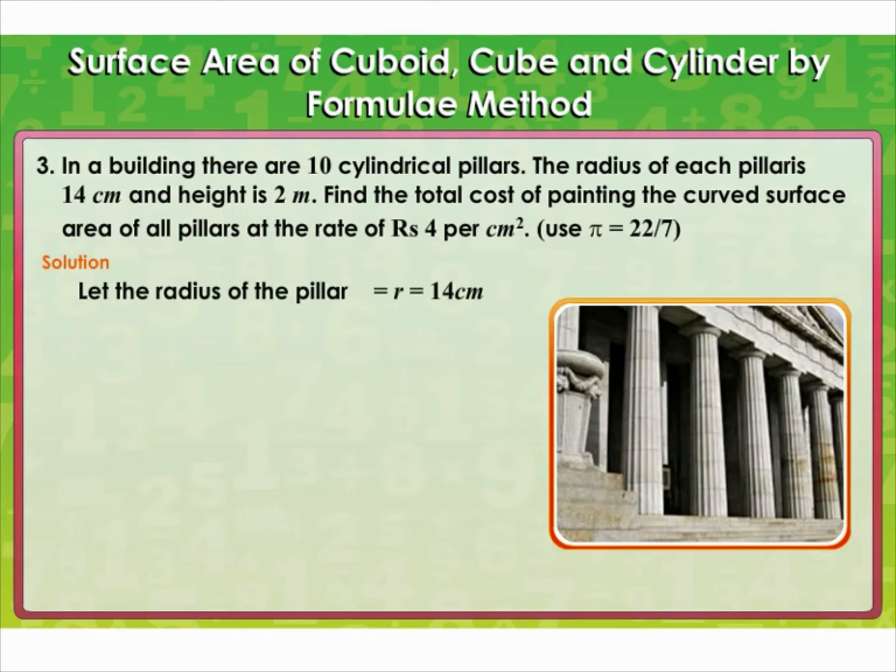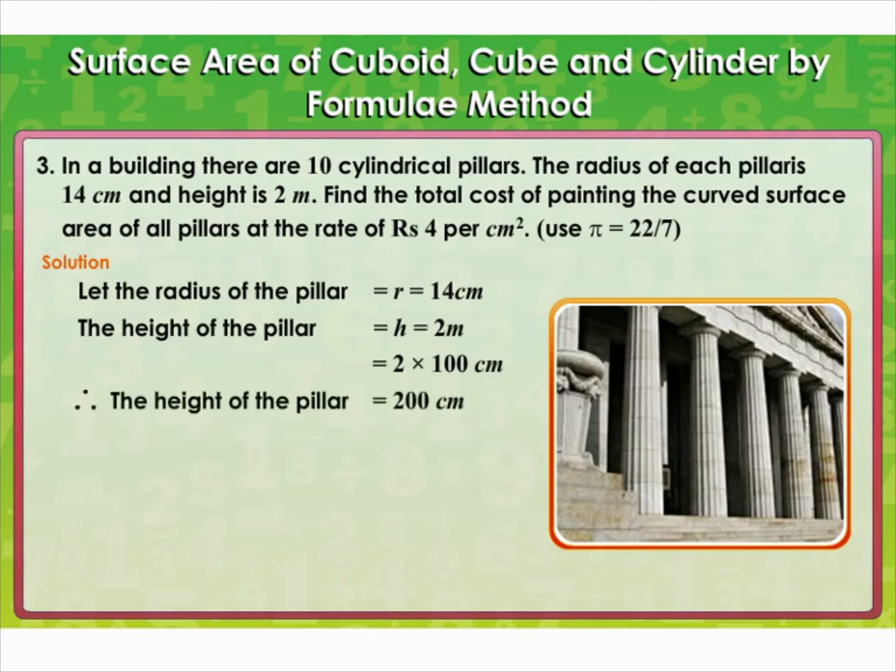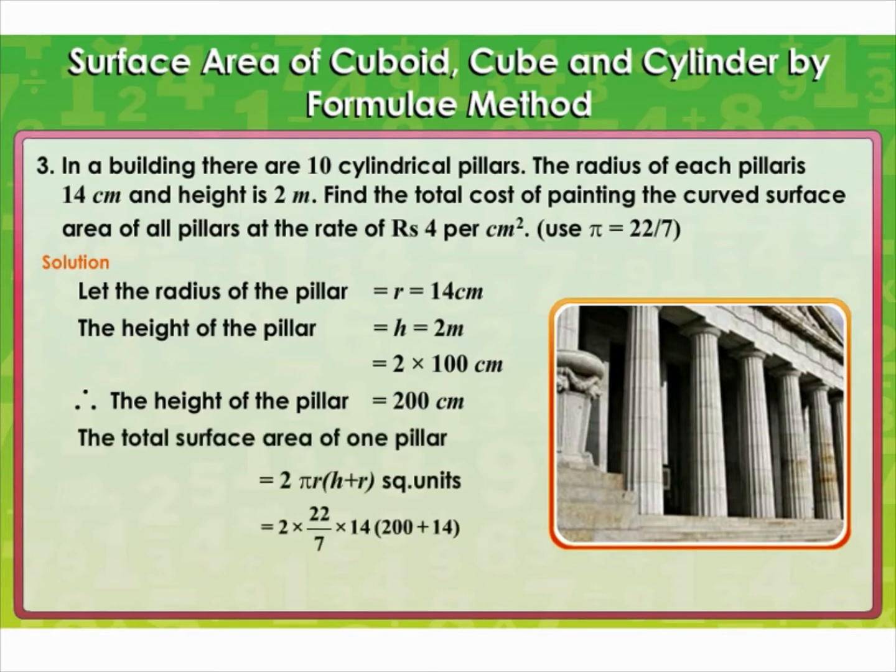Let the radius of the pillar be r equals 14 centimeters. The height of the pillar is h equals 2 meters, which is 2 into 100 centimeters. Therefore, the height of the pillar is 200 centimeters. The total surface area of one pillar is 2πr(h + r) square units. That is 2 into 22/7 into 14 into (200 + 14). That is 88 into 214.